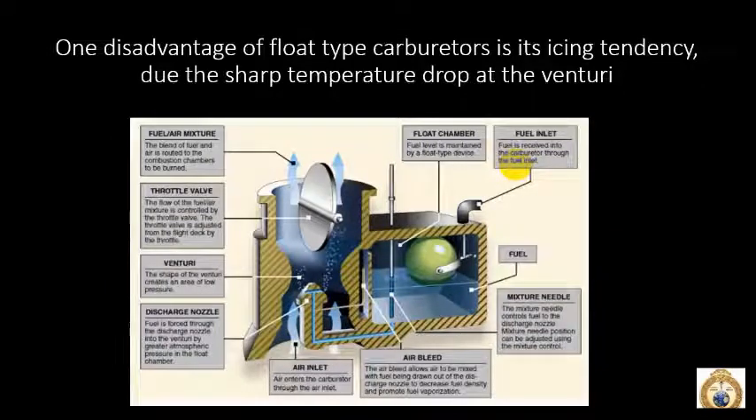Now, this float type carburetor is a great system, but its icing tendency is a really big problem when pilots don't pay attention and do what they're supposed to do. But you guys don't worry about that, because you guys are going to have hot shot instructors, right? Now, at this venturi, we get a sharp temperature drop because of this constriction or squeeze point.